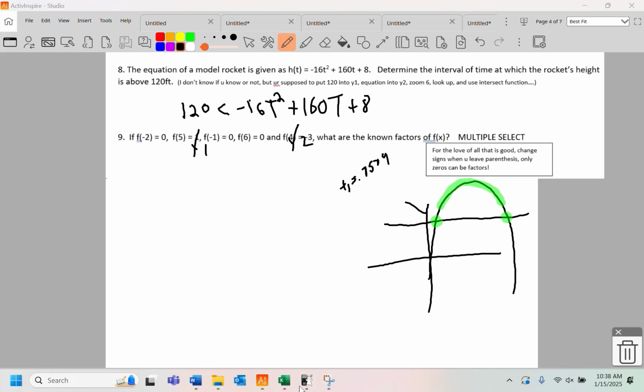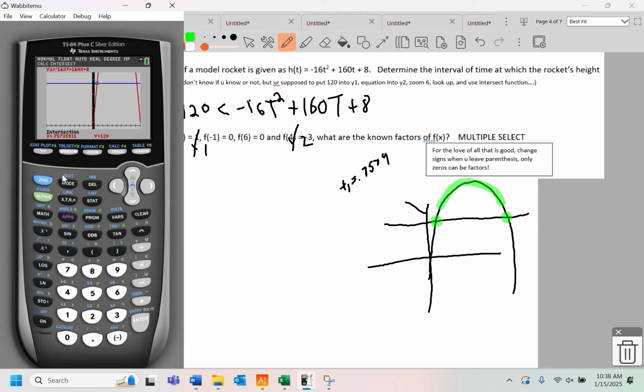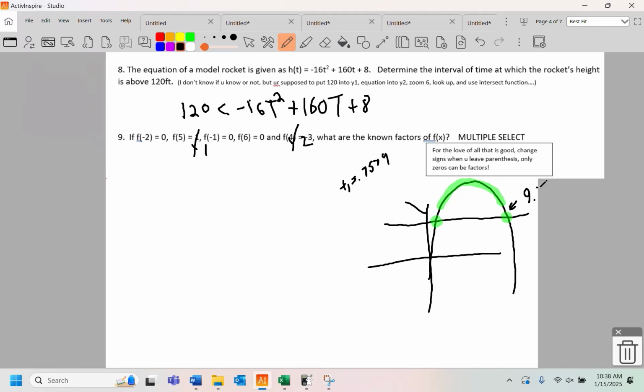Let's see what time 2 is. Second trace 5. And then enter, enter, enter. Time 2 is 9.2426. So depending on how I like to write, I might say 0.7574, comma, 9.2426. I might say something like that.